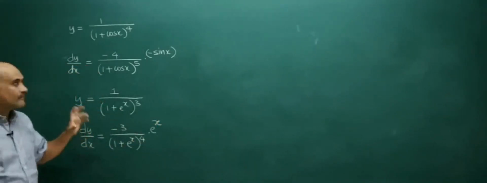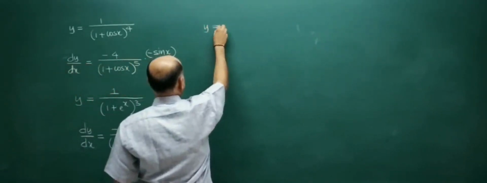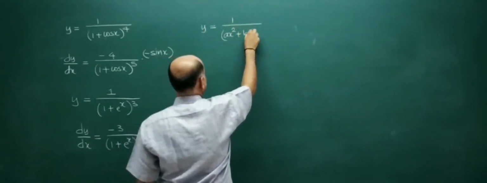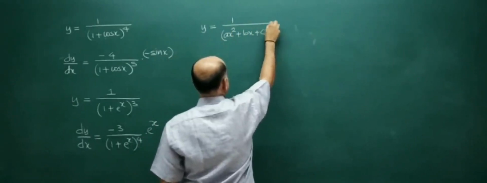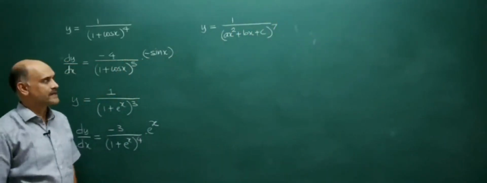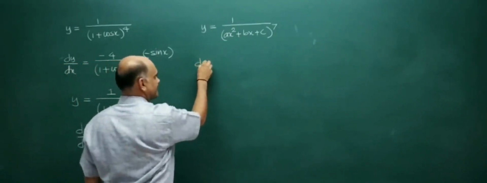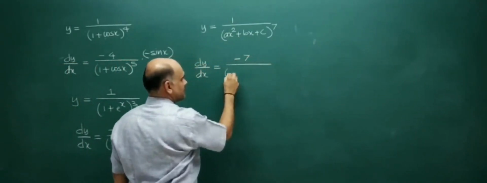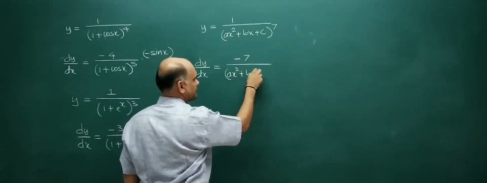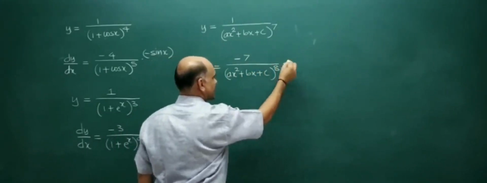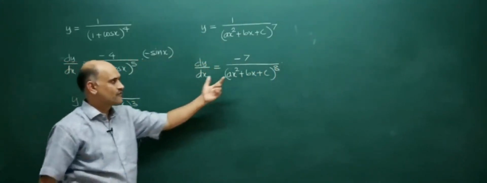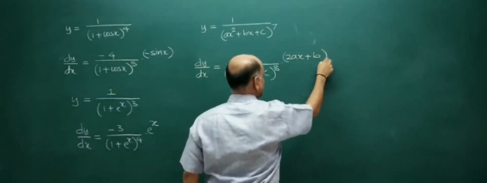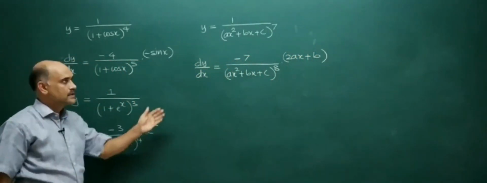Clear, students? Similarly, y is equal to 1 by (ax square plus bx plus c) bracket raised to 7. You will have dy by dx is equal to minus 7 by bracket raised to 8, into differentiation of this bracket. Differentiation of this bracket will be 2ax plus b. Clear, students?